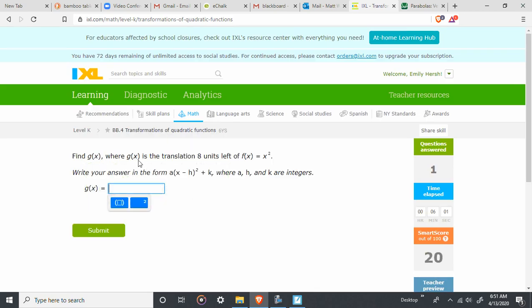Okay. Here we want to find g of x, where g of x is the translation 8 units to the left. Now, to the left is in the negative direction, right? But we need to remember, no, we're not moving in the negative direction. We want to flip that to be positive. So what are we going to say? All this is going to be is x plus 8 squared, right?